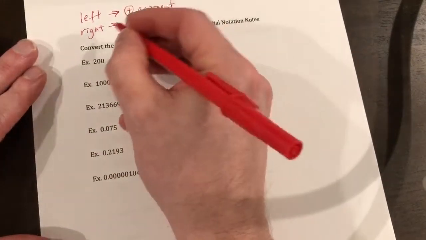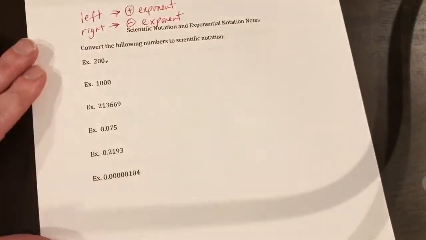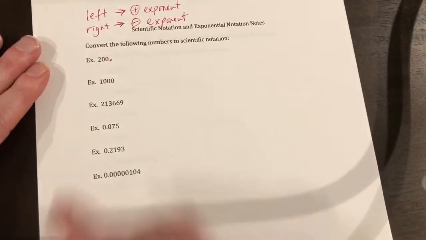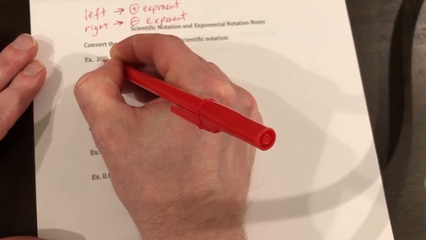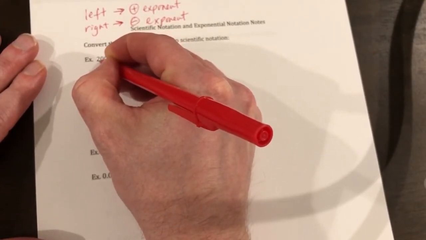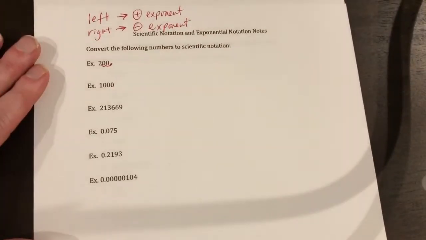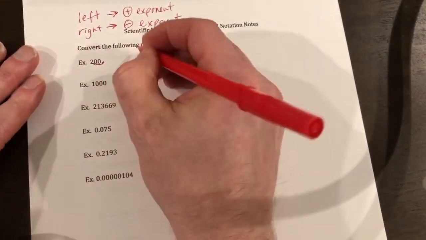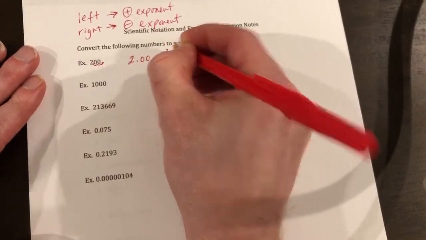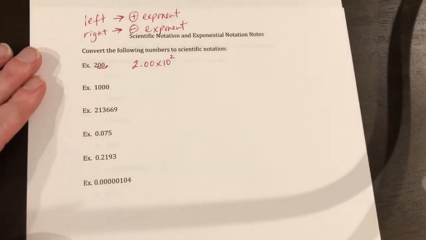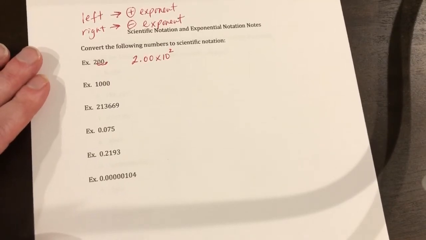Okay. So our first example, the decimal place is understood to be right there. So I have to move it 1, that's 20. If I move it one more place, I get in between 1 and 9.99999. I moved it 2 decimal places, so this is 2.00 times 10 to the 2 power. If I move the decimal to the left, it's going to be a positive exponent.